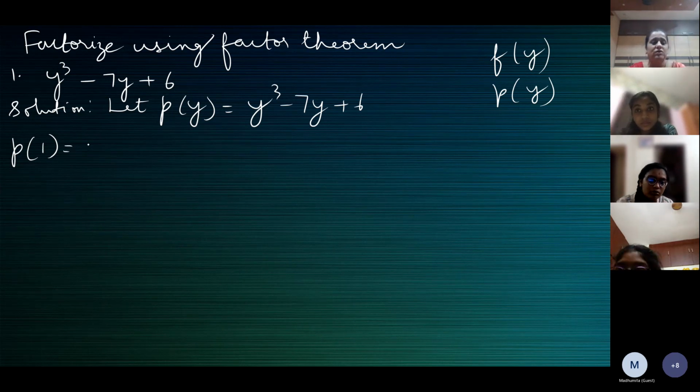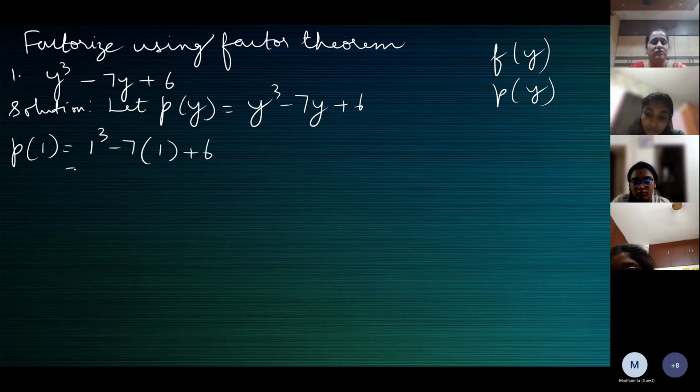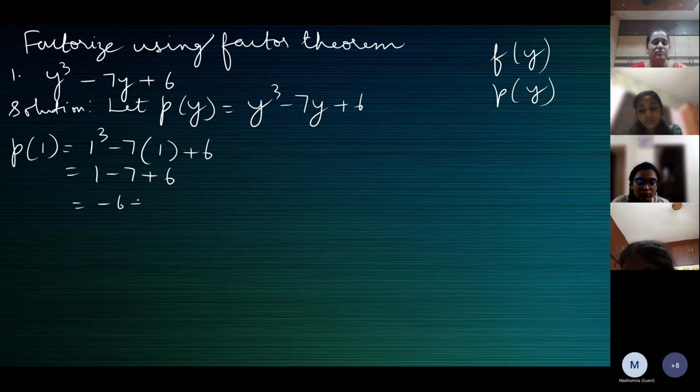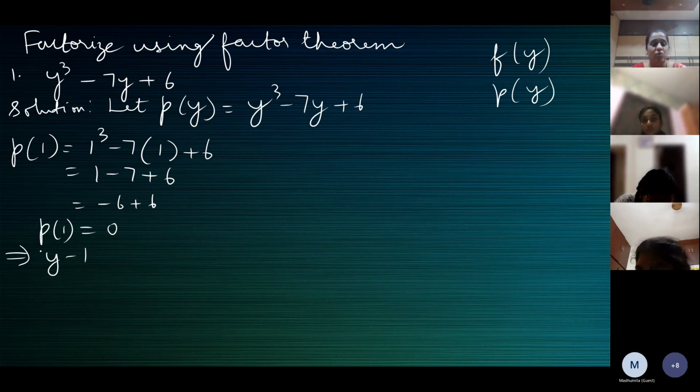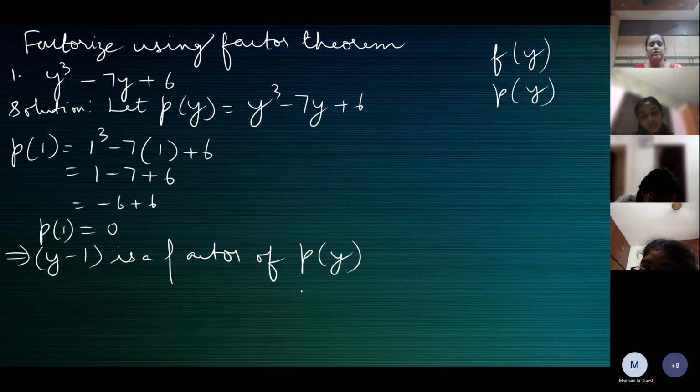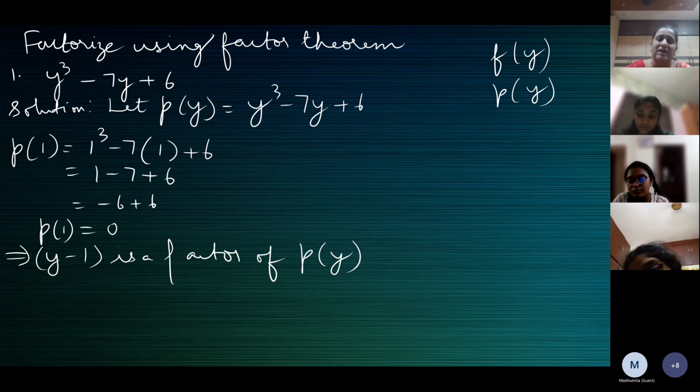So it is 1 cubed minus 7 into 1 plus 6, which is equal to 1 minus 7 plus 6. And 1 minus 7 is minus 6, plus 6 is 0. P of 1 is 0. If P of 1 is 0, this means y minus 1 is a factor of P of y. Supposing P of 1 was not 0, it was some other non-zero value, then you have to try P of minus 1.